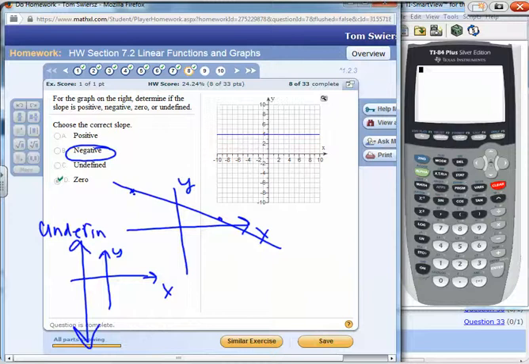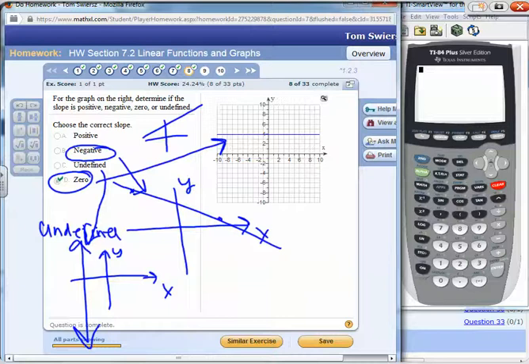So again, positive, it goes up from left to right, negative, it goes down. If it's vertical, undefined, and then if it's a horizontal in this problem, the slope is 0. Okay, those are your 4 different cases.